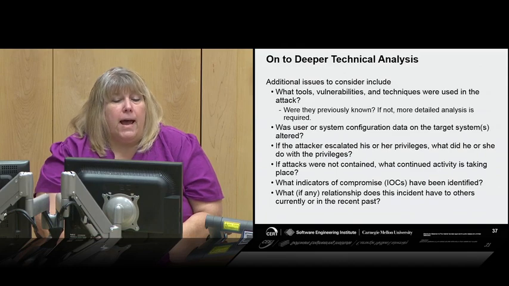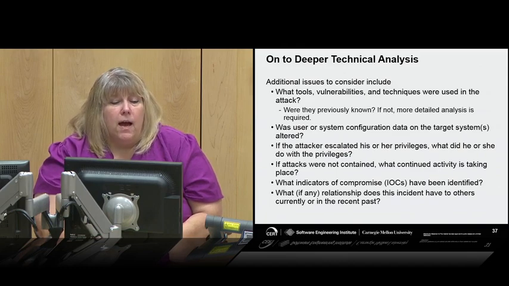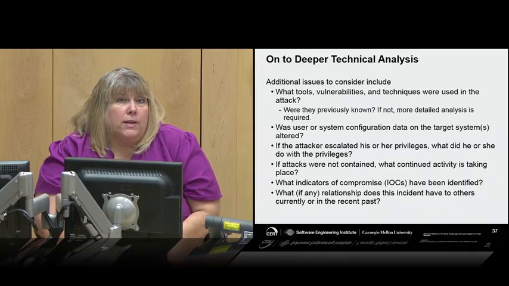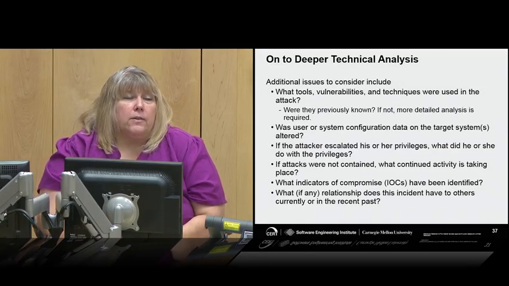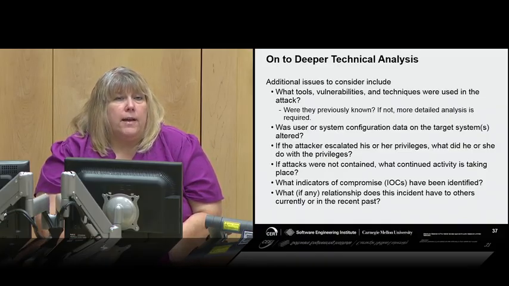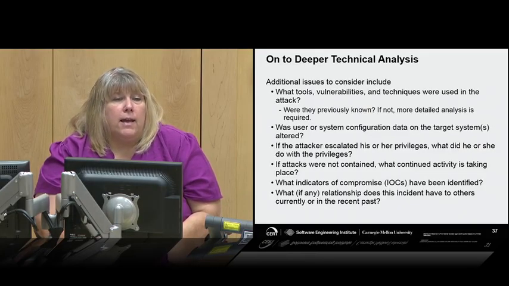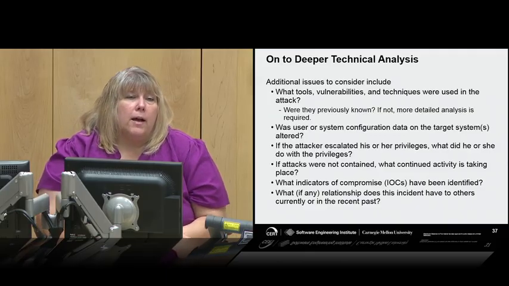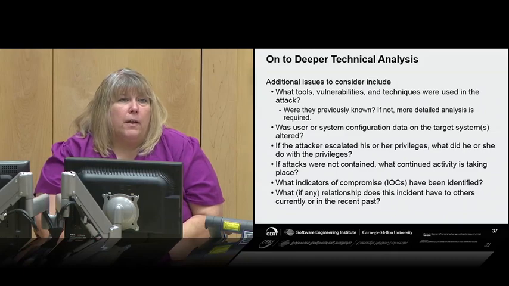If the attacks were not contained, what are you continuing to see? What type of system changes are you seeing? Is there any related network activity that you're seeing? What indicators of compromise are you able to identify? And what relationship does this incident have to any others that are currently happening or that happened at some previous time? So those are still more additional questions to ask.